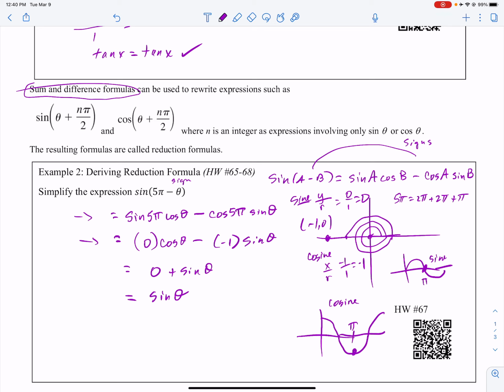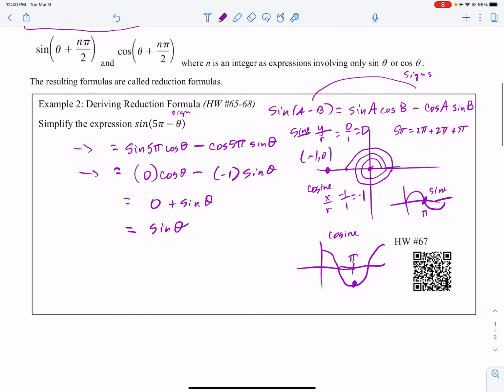So show details in that, and there you have it. So one more example here.